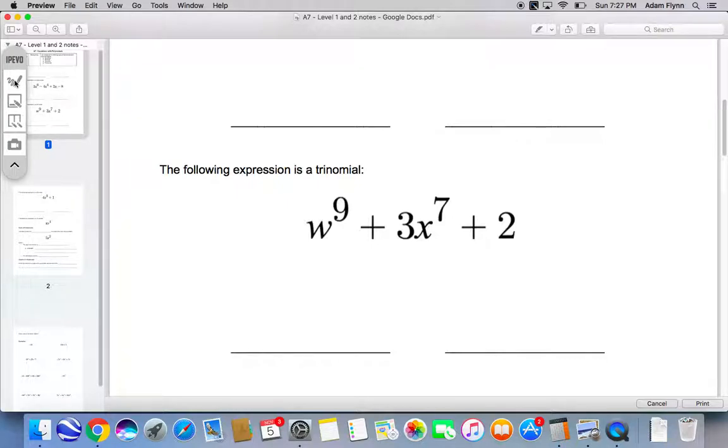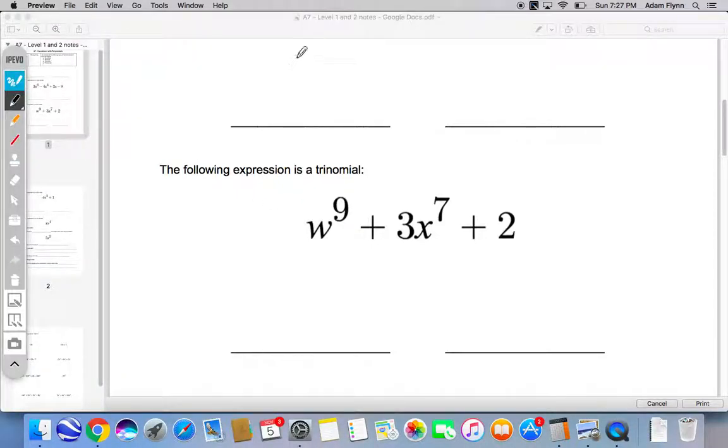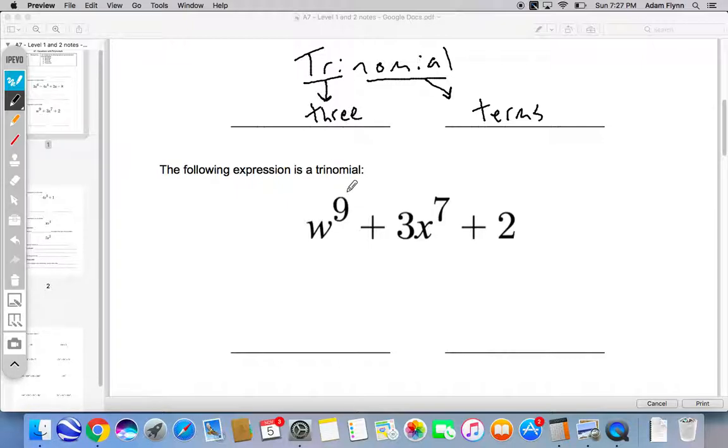Okay, this expression right here is a trinomial. We know the meaning of nomial will not change, it means terms. And tri, we should know, means 3. So we have this expression here, w to the 9th plus 3x to the 7th plus 2. We have one term here, which is w to the 9th, another term here, 3x to the 7th, and we have 2. So we have 3 terms, which makes this a trinomial.